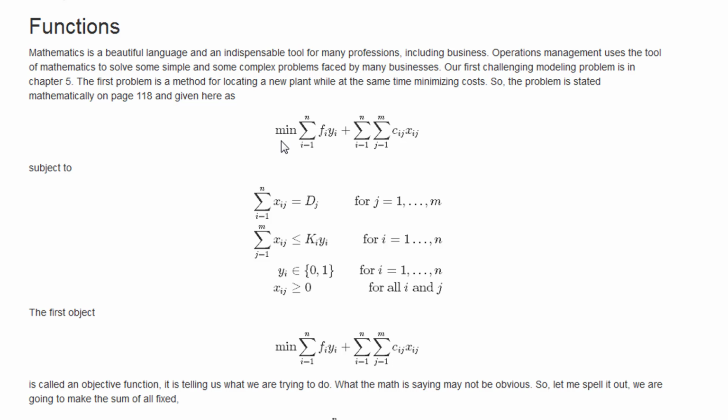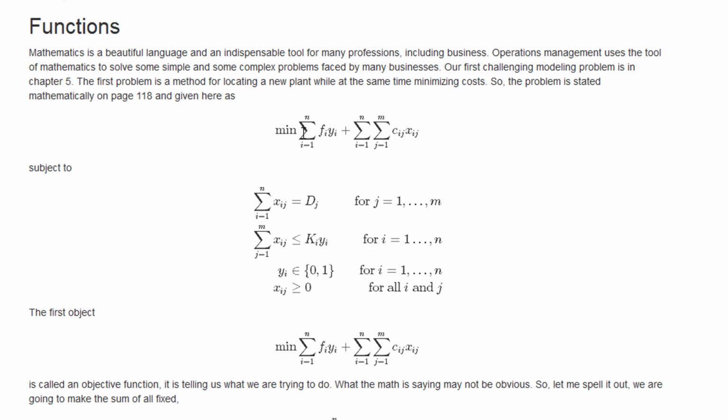The objective function says I am going to minimize the sum as i goes from 1 to n of f sub i times y sub i, plus the sum as i goes from 1 to m of the sum as j goes from 1 to m of c sub i j x sub i j. That's how you read it. Let's give it some translation.